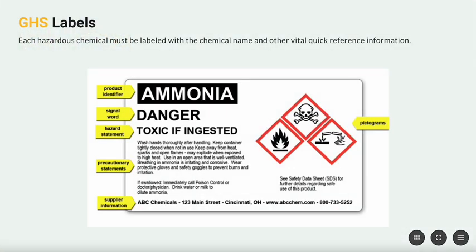GHS labels are used to clearly and immediately communicate the hazards of a chemical to users. The labels include 6 elements: the product identifier, signal word, hazard statement, pictograms, precautionary statements, and supplier identification. 4 of these elements, signal word, hazard statements, pictograms, and precautionary statements, are based on the chemical's hazard class and category according to the GHS system.